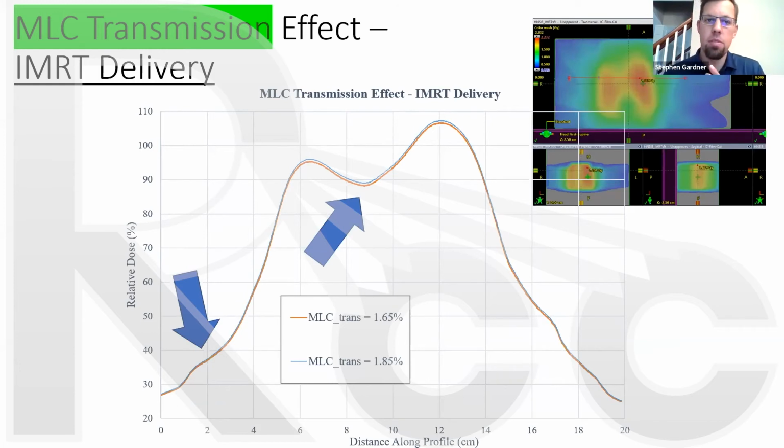That's sliding window delivery, static gantry IMRT. And then this is MLC transmission effect for IMRT delivery. And we see it's actually similar, at least in the behavior, to the DLG change. And so we see a change in the high dose amplitude. We see a little bit of change in the penumbra width.